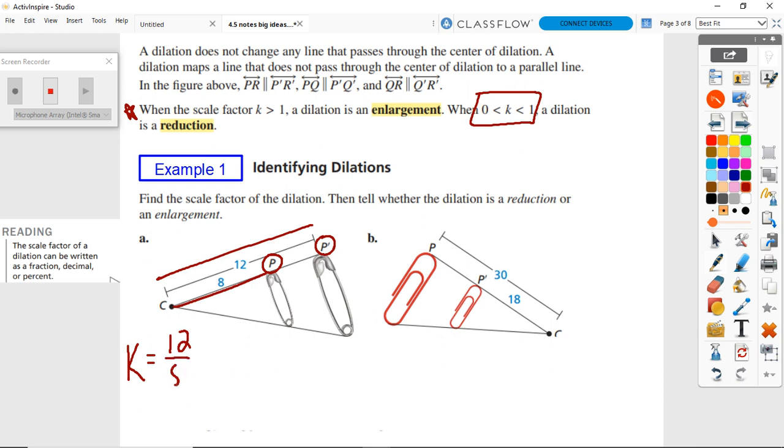So now this is an improper fraction. We can take a 4 out of each one, so reduce it where necessary. And since it's an improper fraction, then we're looking at K being greater than 1. So this is an enlargement. And it's pretty logical, right? It got bigger.